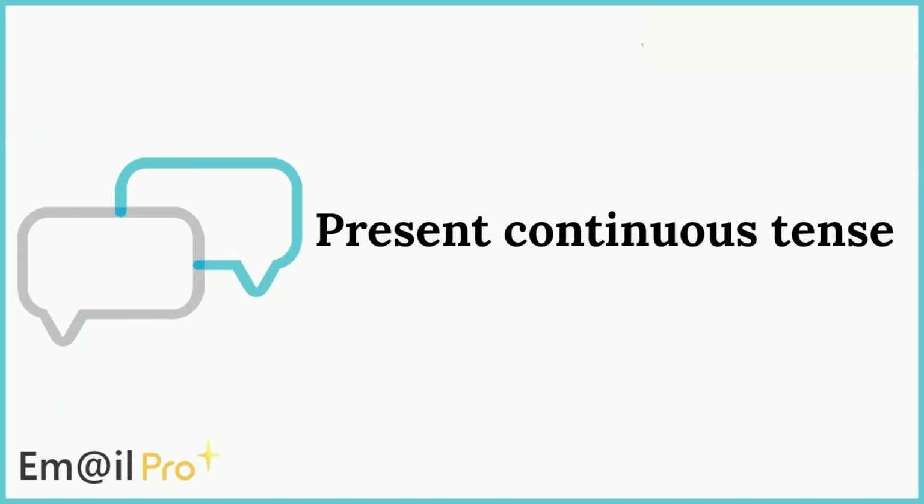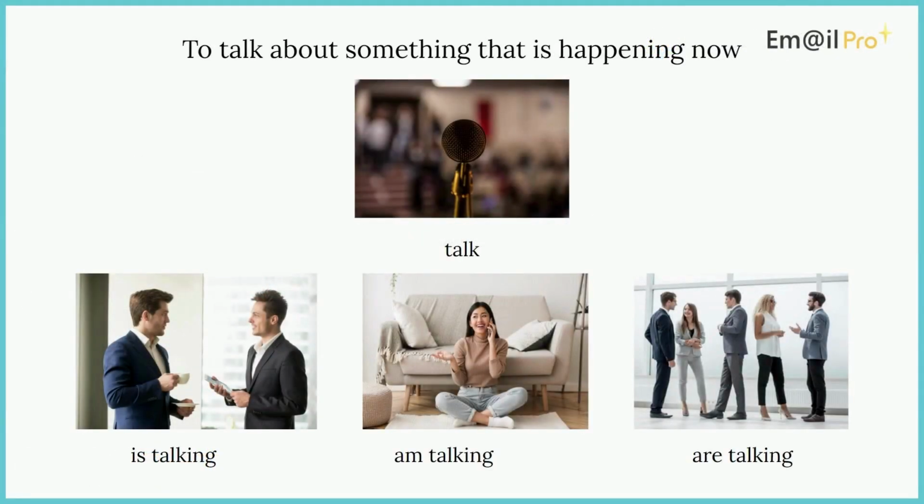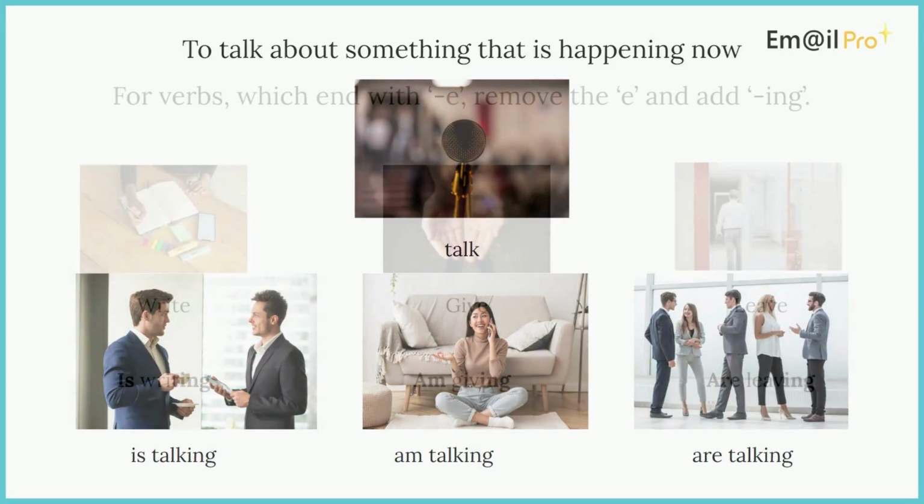To avoid these mistakes, in this video, we will learn about the present continuous tense. The present continuous tense is used to talk about something that is happening now. Use the linking verb is, am or are with the verb ending with ing. For example, talk becomes is talking or am talking or are talking.